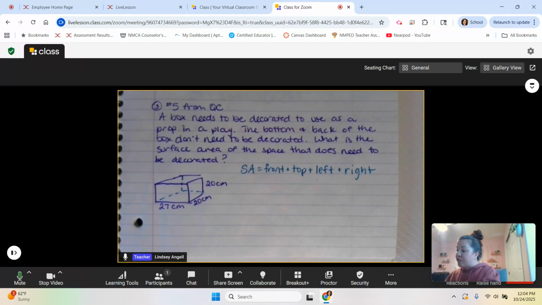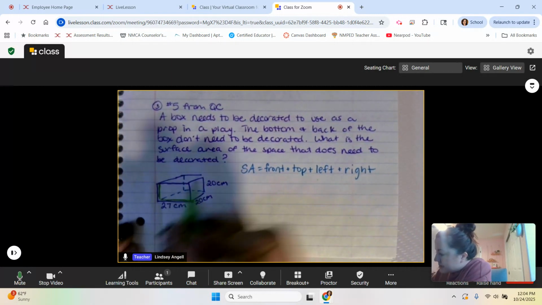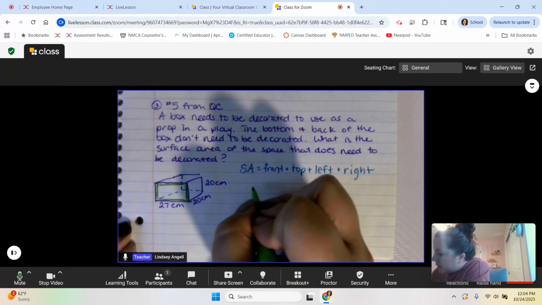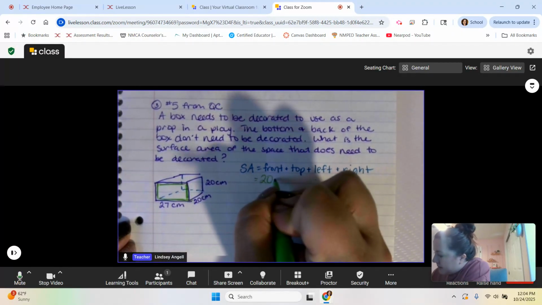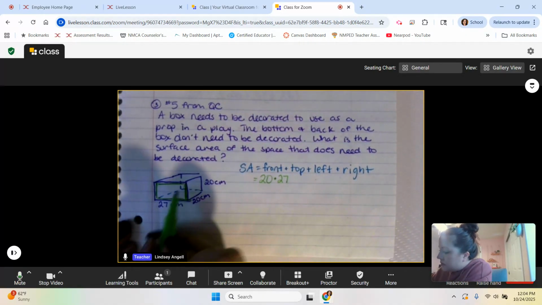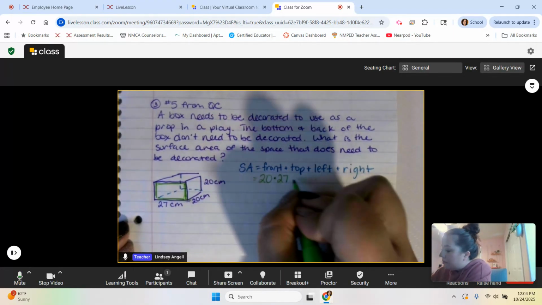So let's see, the front. Let me change my colors. Okay, here's my front, right? That is 20 inches high, right? 20 inches high times 27 across the bottom, right? So it's 27 by 20, all right? So that takes care of the front.